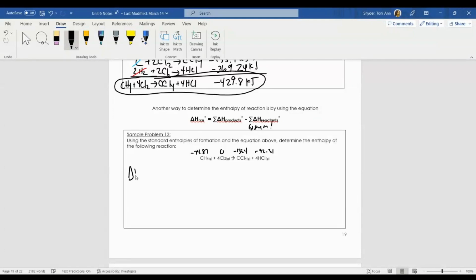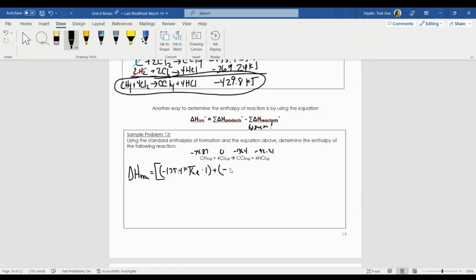So my heat of the whole entire reaction is equal to the sum of the products. So I have CCl4, with negative 135.4 kilojoules per mole, technically. And there's 1 mole of that because there's only a coefficient of 1, so I'm going to times that by 1. And I'm going to add that to the hydrochloric.